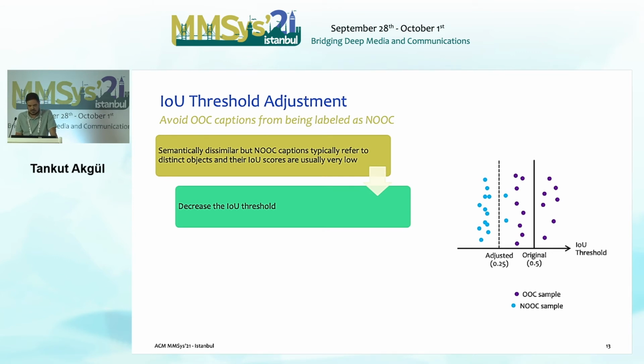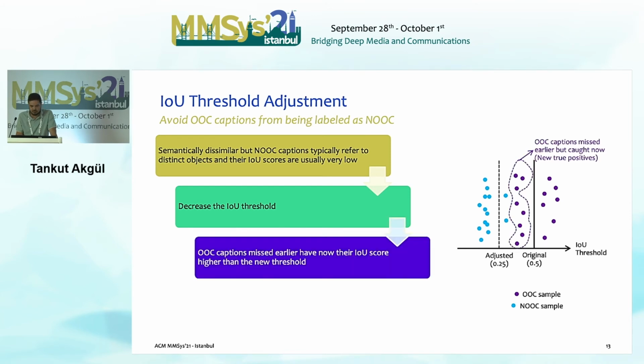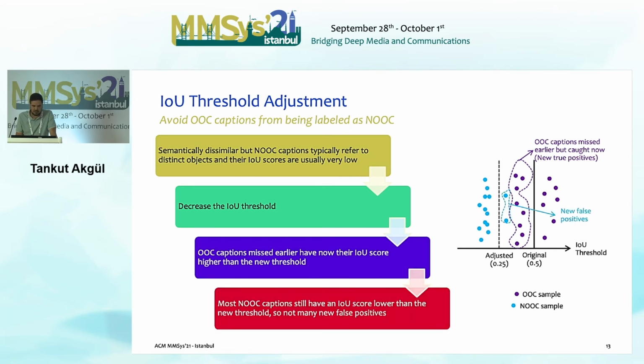But some samples may be missed, like these two blue dots. So these are the new samples that we correctly predict now because of the lower threshold. But these two samples now are missed. But as I mentioned, since most of the samples are still to the left of this adjusted threshold line, we don't have many new false positives, which are these two samples that are newly missed. We don't have too many of them.